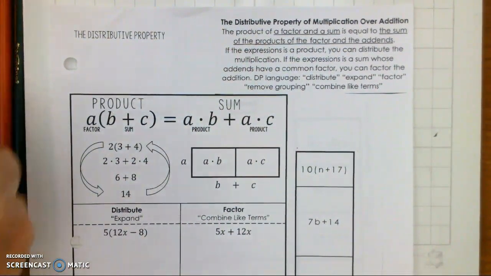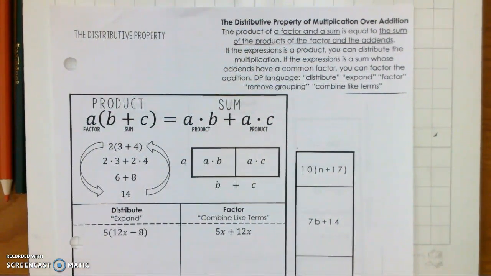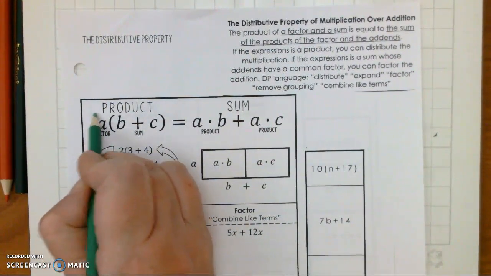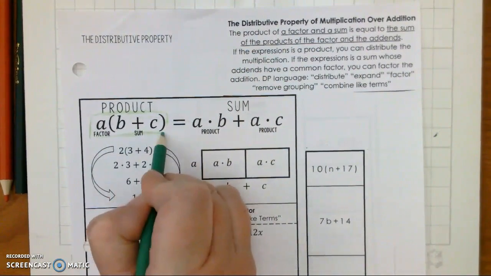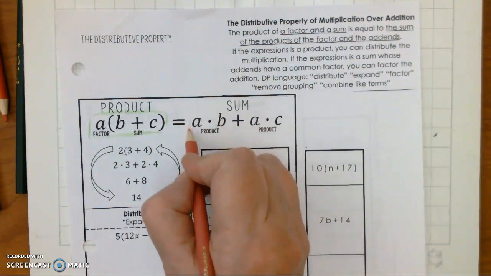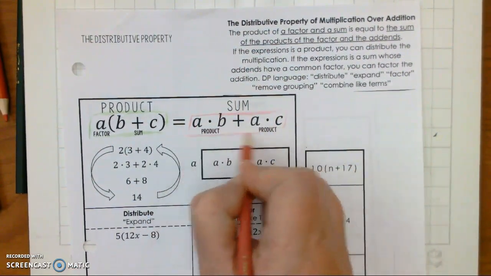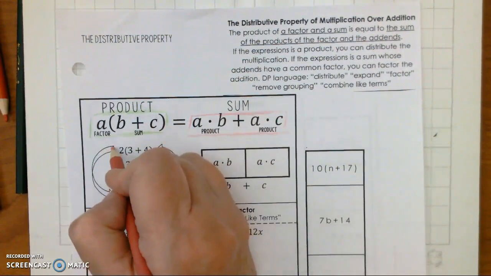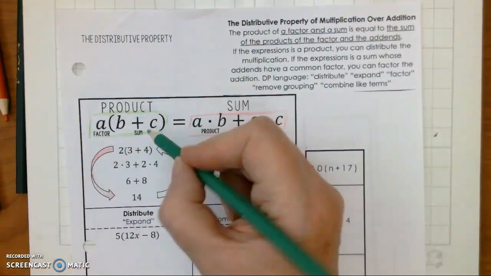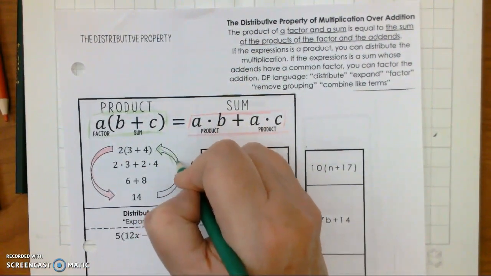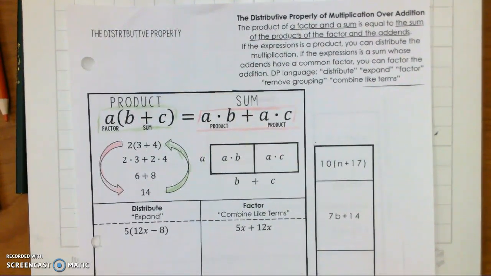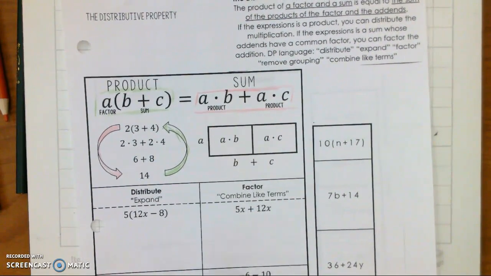Okay, so we're going to look at this a little bit different way than we're used to, because I wanted you to look at a different way. So the product, when you see it like this, equals the sum. Okay, so this equals this, and this equals this. So it goes both ways, and that's why it's called an equivalent expression. Okay, so we're going to do distribute, expand.